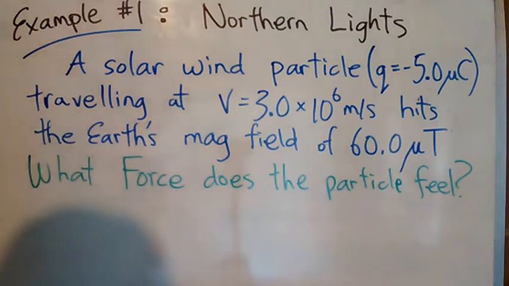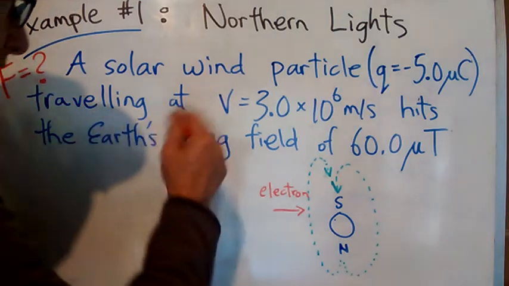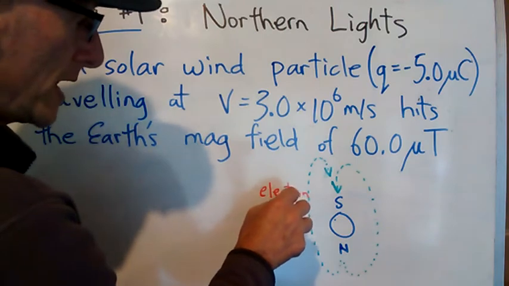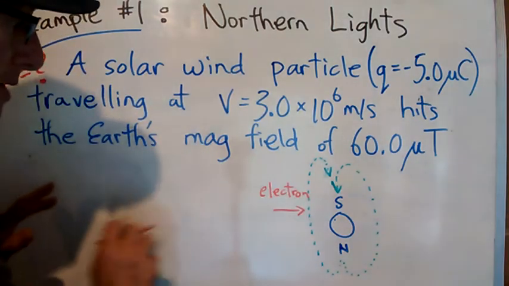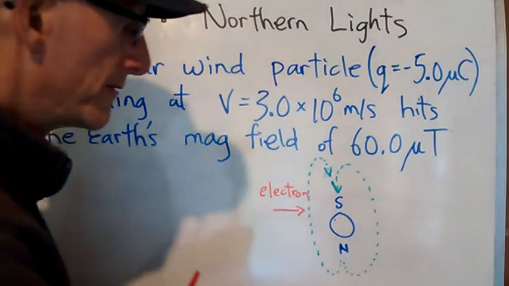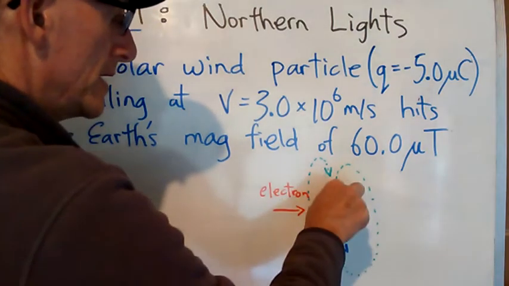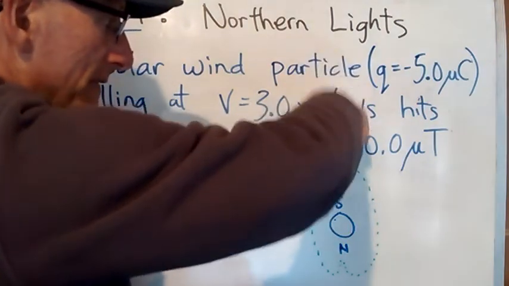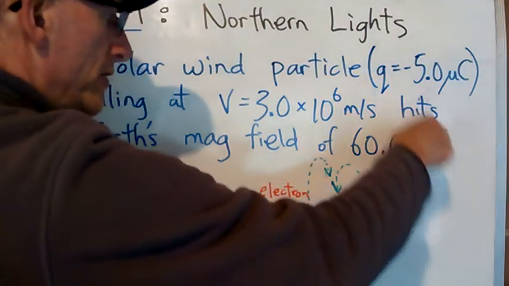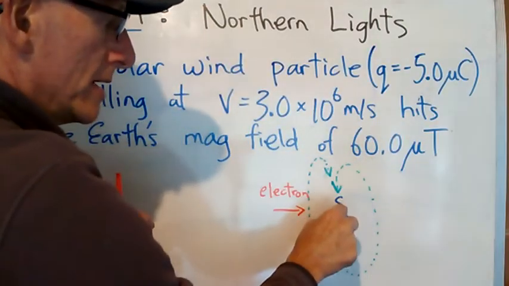What force does the particle feel? The diagram is loaded, but it explains everything that's in the question. What we're trying to do is find out what direction this force is on the electron. So the electron's coming from the sun, which is way out here, firing it towards the Earth in an easterly direction, if you want to call it that, to the right. And the magnetic field comes out of the north and into the south. The magnetic field comes out of the north, so down that way, around the top of the Earth and into the South Pole. So that magnetic field is actually pointing down at the top of the Earth.